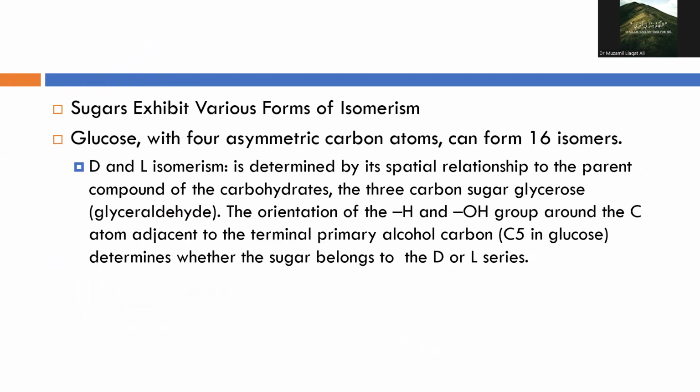So let's talk about the sugar that shows various forms of isomers. Glucose. Glucose possesses 4 asymmetric carbons, C2 to C5, right? Theoretically yielding 2 to the power 4, that is 16 stereoisomers. So 8 are D series and 8 are L series, right?